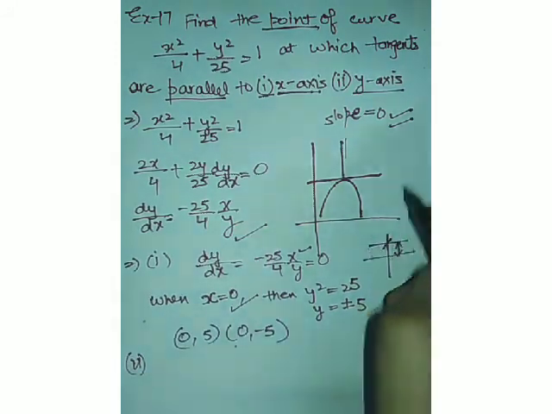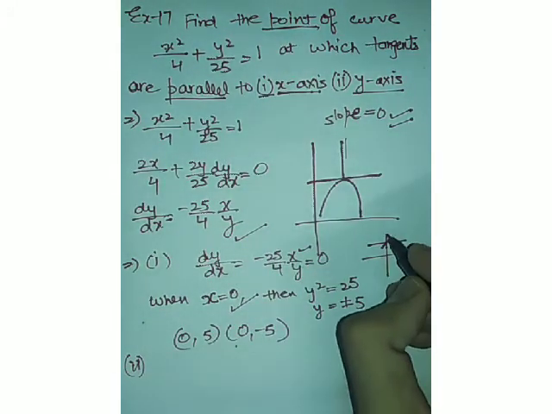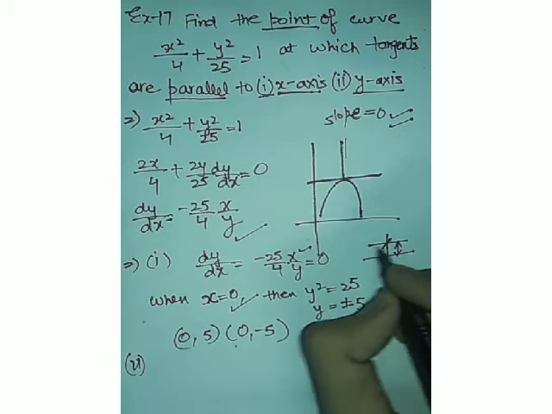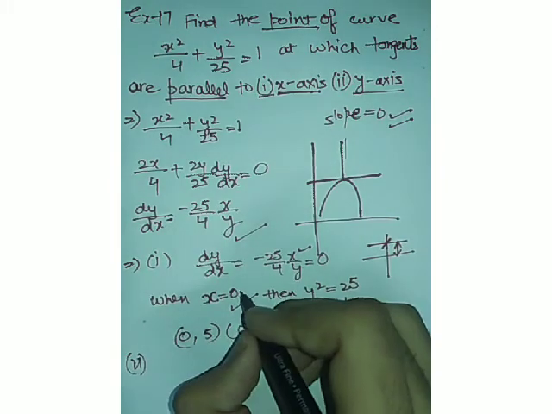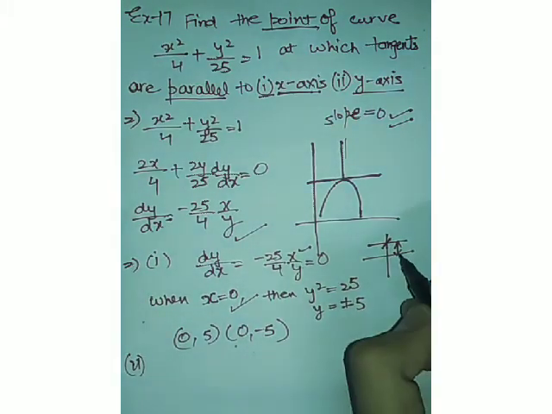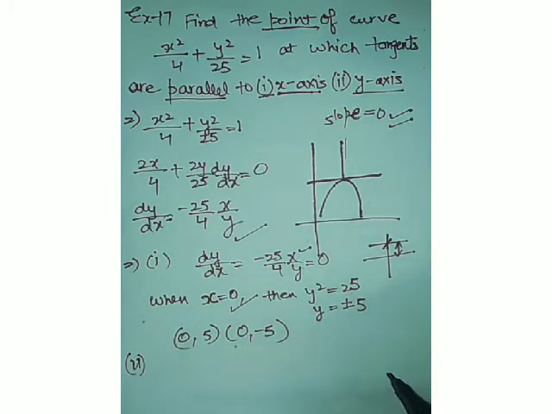If you don't understand the concept of slopes, you can just learn it from the fact that if a line is parallel to the x-axis, then the x coordinate is 0. If a line is parallel to the y-axis, then the y coordinate is 0. And we are doing the same thing in the next part.